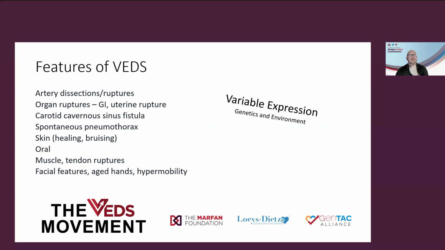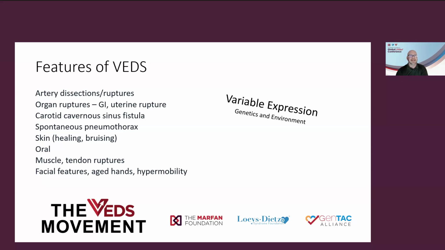Oftentimes, one of the very first symptoms that someone with VEDS may present with or come to the hospital with is something called spontaneous pneumothorax. So a spontaneous tear in the lung that causes some air to get trapped between the lung and the chest wall, and it can be very painful. And a lot of times it's actually one of the very first features or symptoms that someone may see.